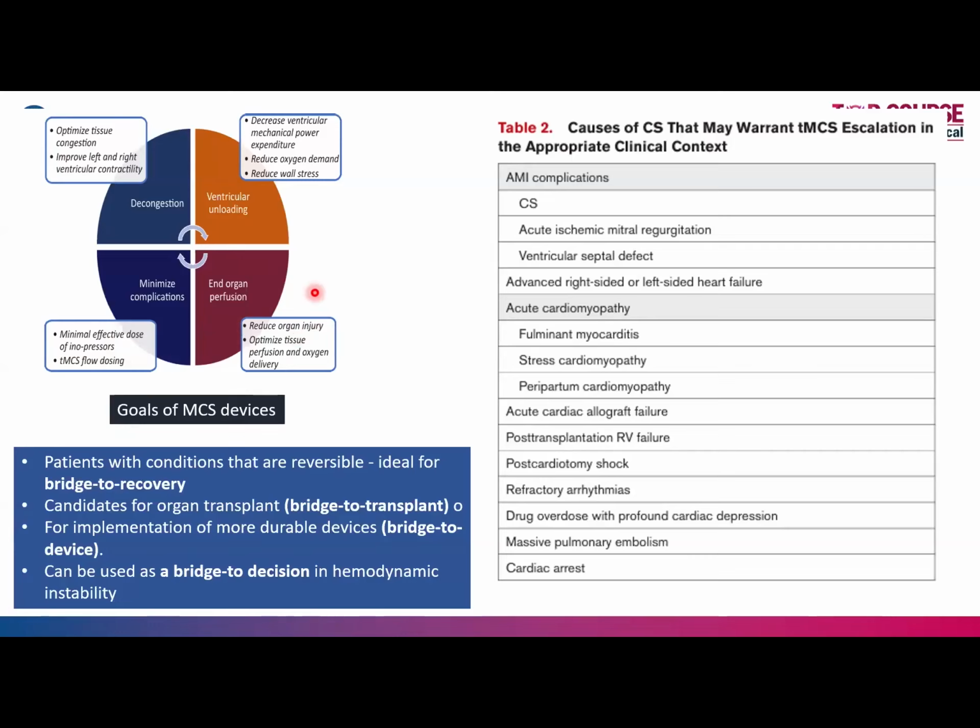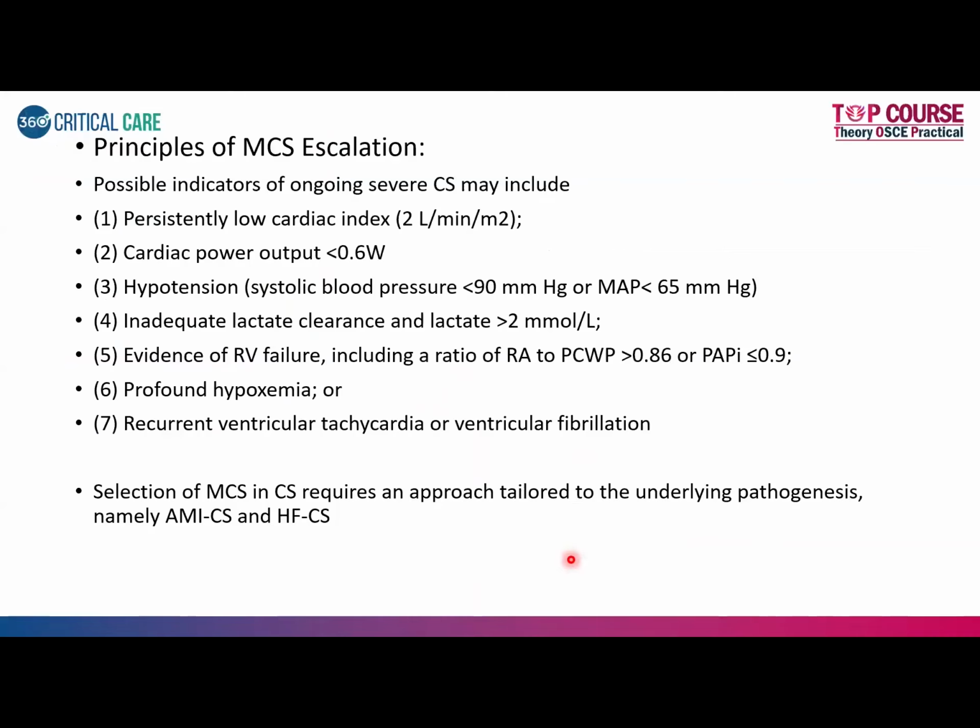the oxygen delivery. So the causes of cardiogenic shock which might warrant the escalation to these are the complications of the acute myocardial infarction, acute cardiomyopathy, advanced right-sided or left-sided heart failure, allograft failure, post-transplant RV failure, post-cardiotomy shock, refractory arrhythmias, drug overdoses, massive pulmonary embolism and cardiac arrest.